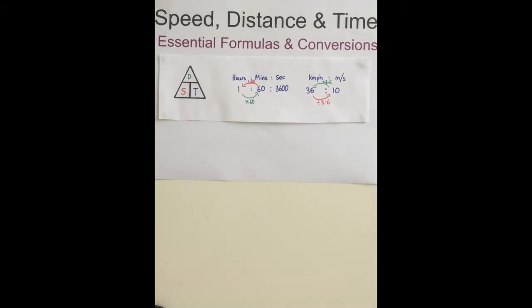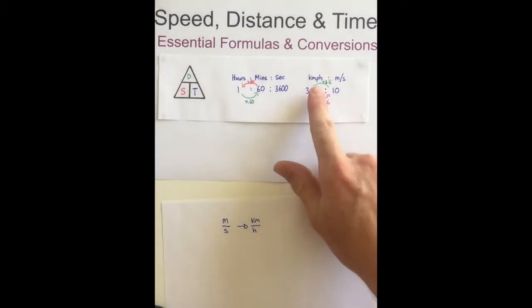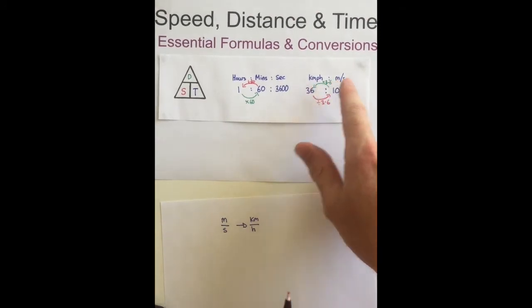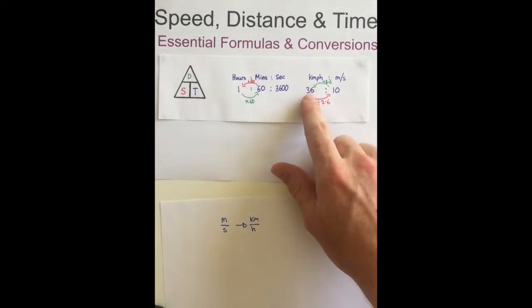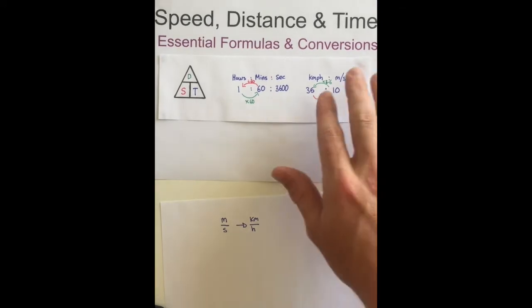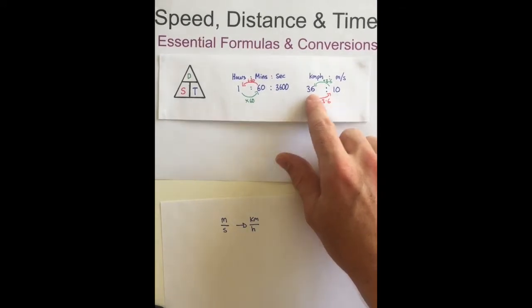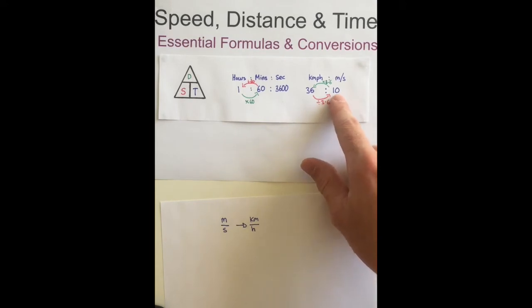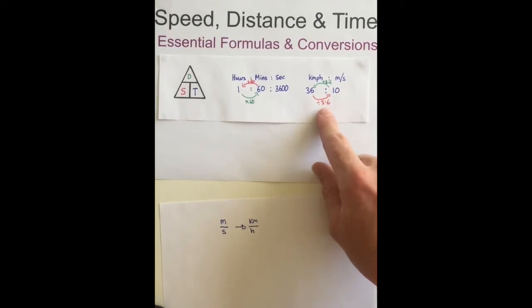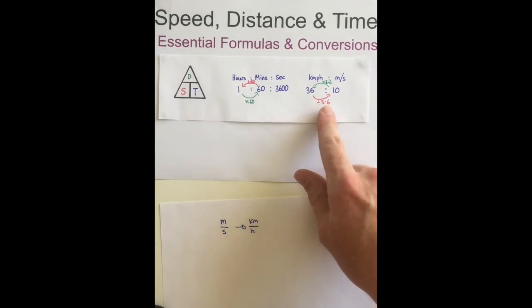Okay, converting speeds. So we've got kilometers per hour here to meters per second, and I've done, to make it simple mathematically, 36 kilometers per hour is 10 meters per second. The conversion, all you need to really remember is 3.6. And I'll show you why in a minute it's 3.6, but the conversion is 3.6.